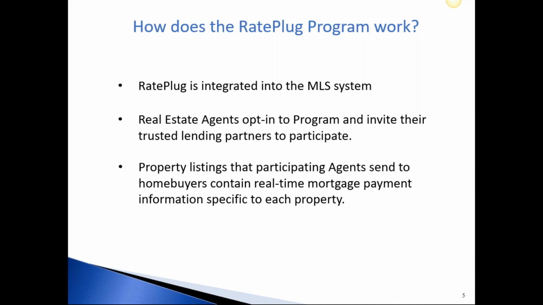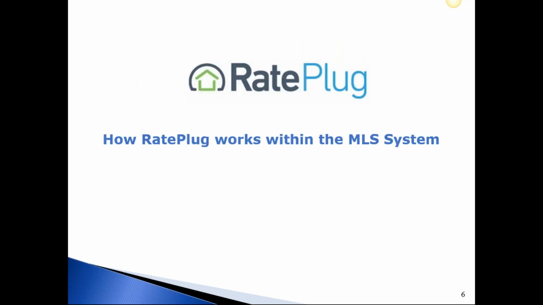But until you actually do opt in, let us know that you want to be part of RatePlug and tell us the lenders that you want to work with. And that's a very key thing I'll go over in more detail in a little bit. It's just that static display that you're seeing if you click on that icon. Once you do opt in to RatePlug and your lenders are in the system as well, the information flows directly to your home buyers when you send listings to them through the MLS. It's a very simple process. So I'll show you what that looks like.